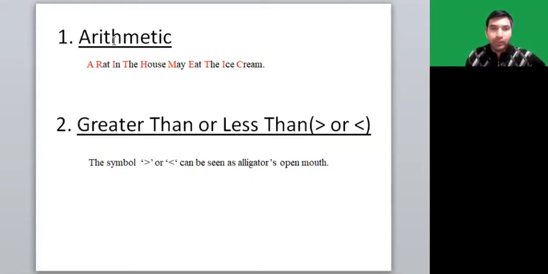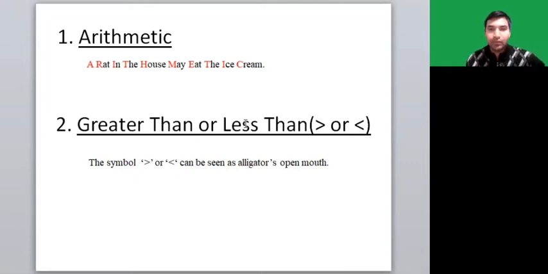So the first one is the spelling of arithmetic, right? We usually have a tendency to write the spelling wrongly. So the mnemonic we can remember for this is: a rat in the house may eat the ice cream. If you remember this mnemonic, it says "may eat", so you will never get confused. A rat in the house may eat the ice cream. Repeat it two to three times, and then you are good to go. All right, let's see the next one.